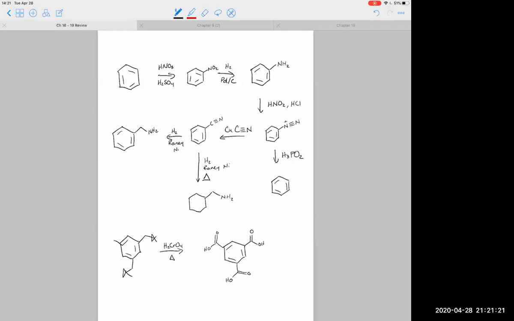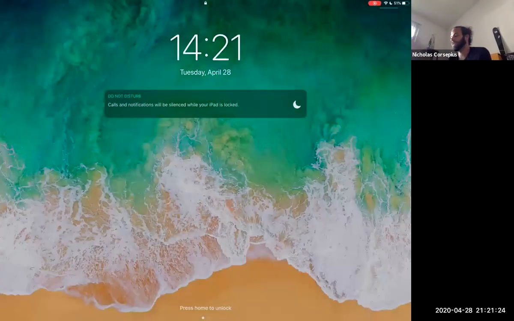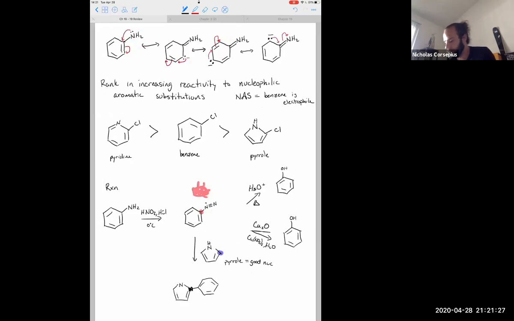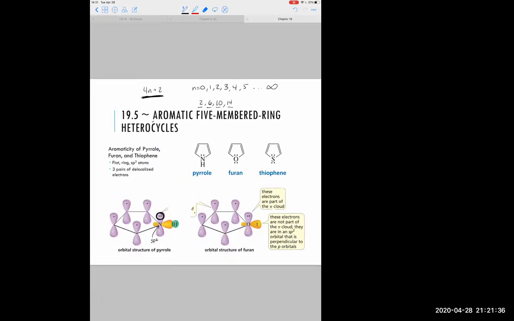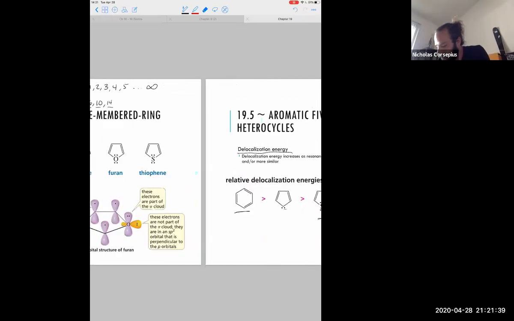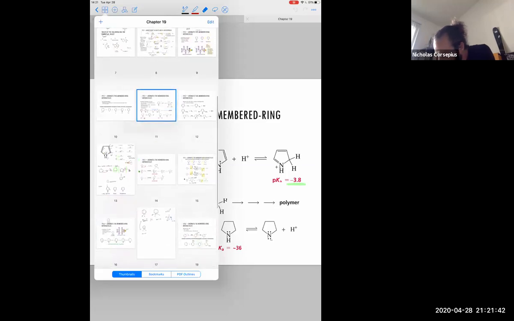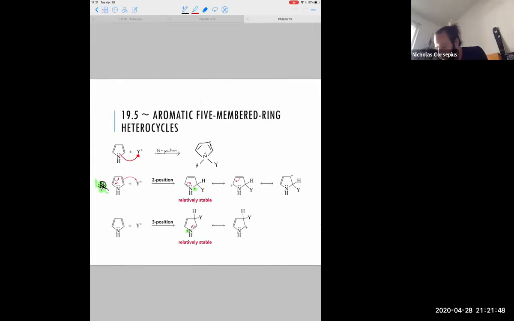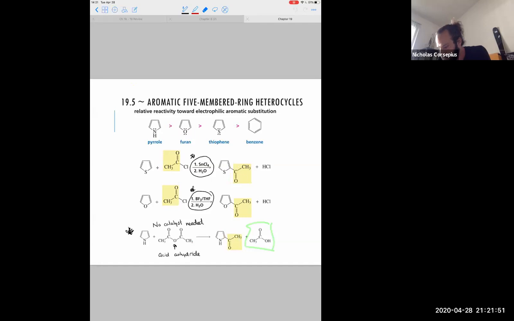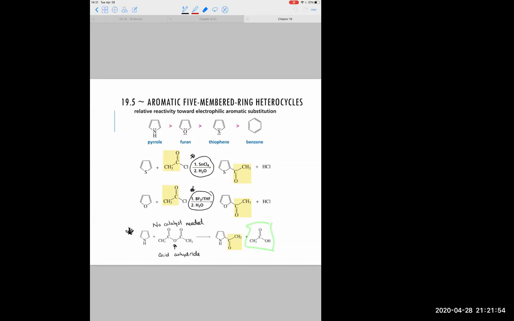I have a question about the slide before. Yeah. Hold up. So I'm looking at slide 13 on chapter 19. It's PowerPoint. Relative reactivity toward electrophilic aromatic substitution. Oh, I inserted that. Something like this? Yeah, that's the one. Can you explain how you got the answer on today's problem, or is that related to this chart? Yeah.